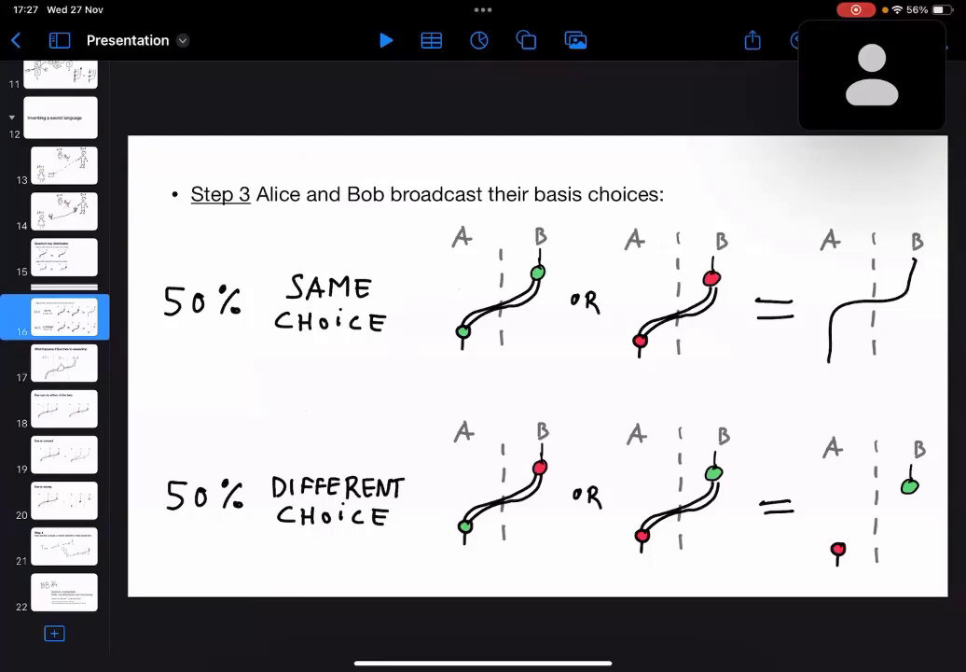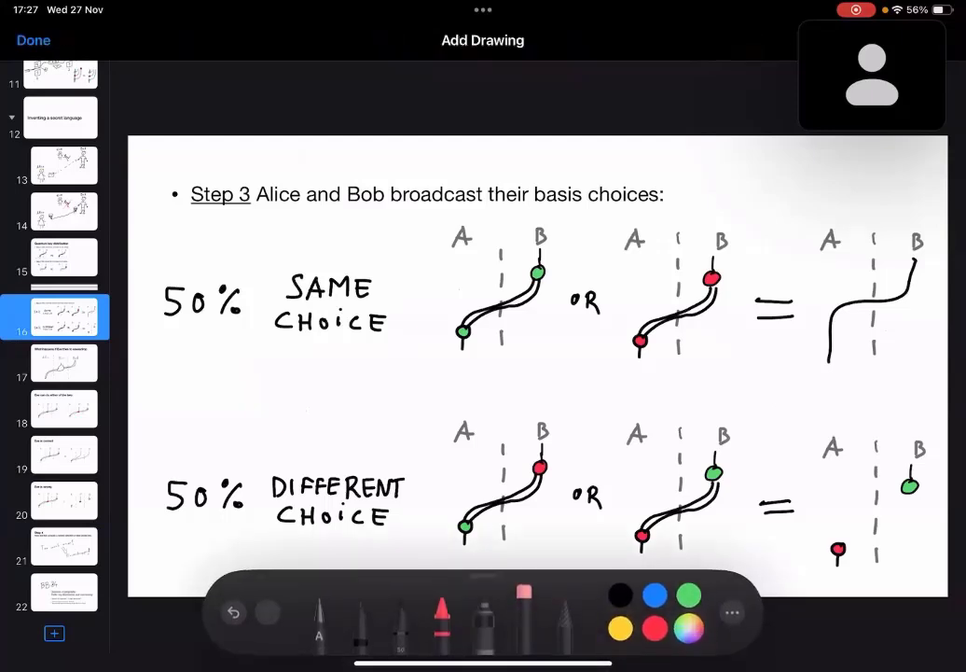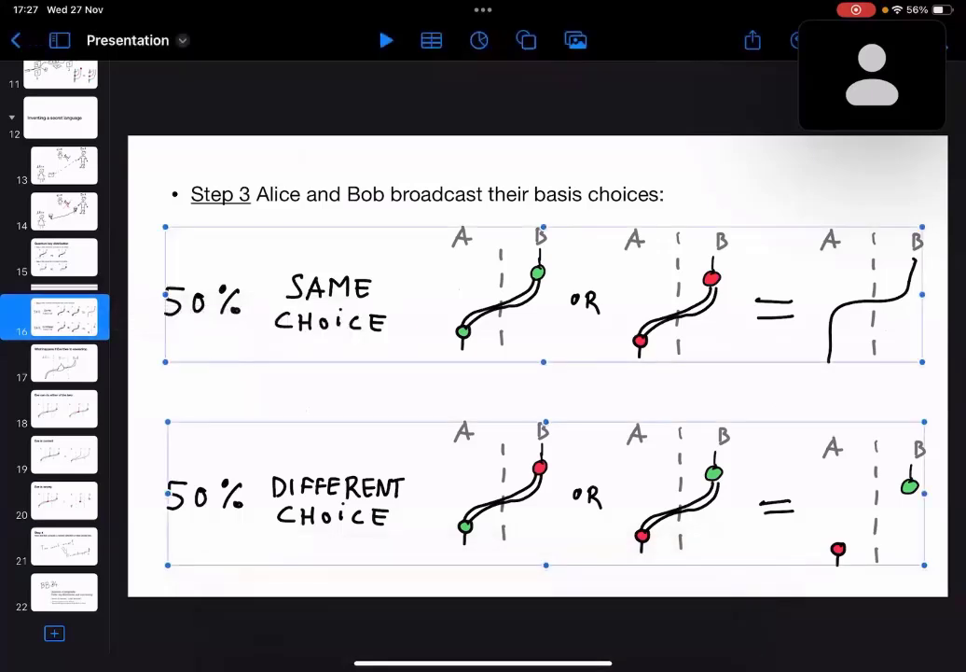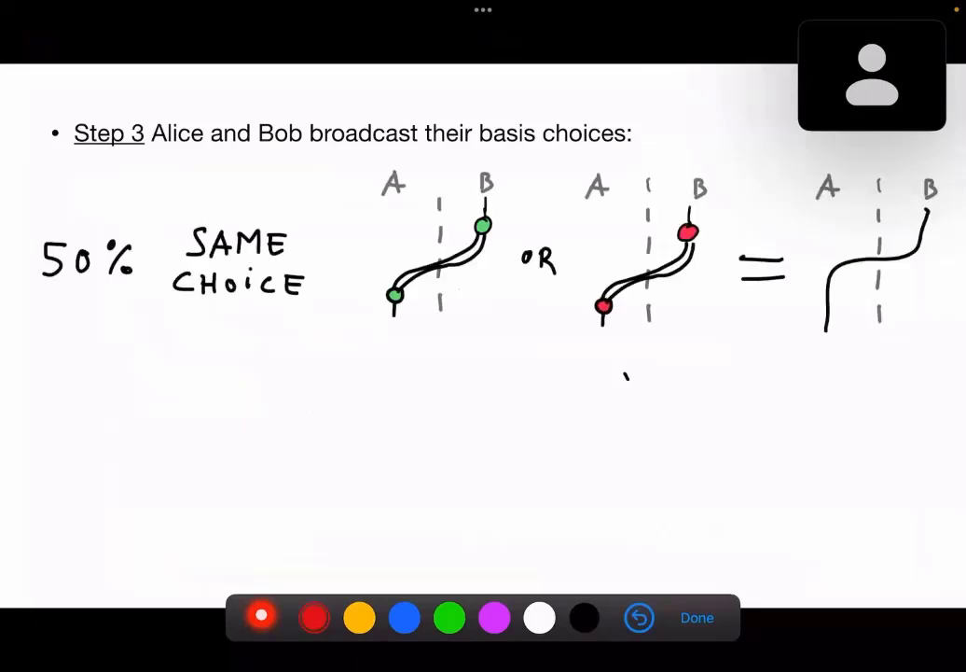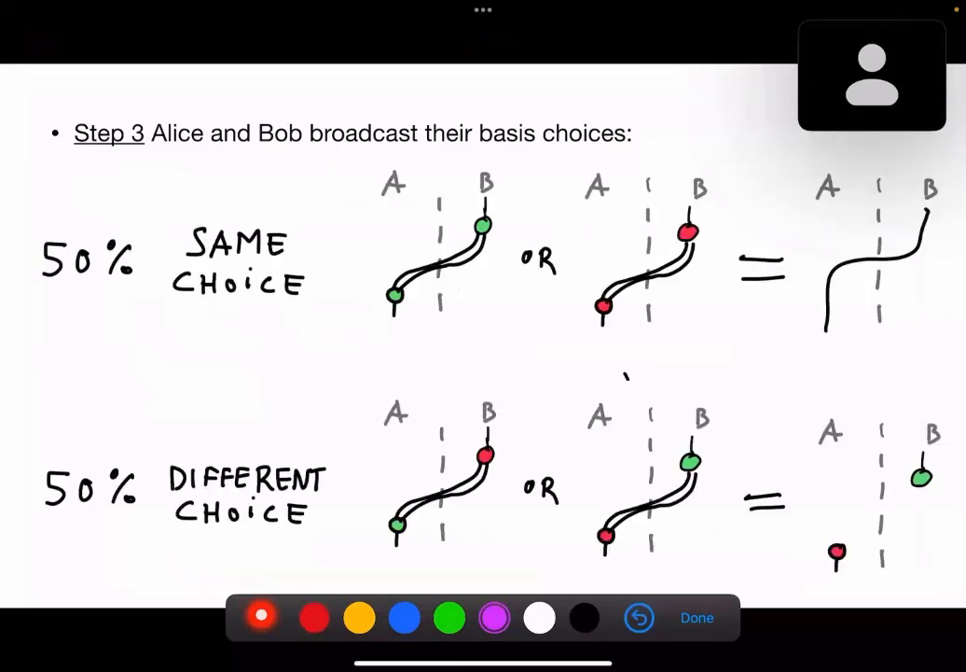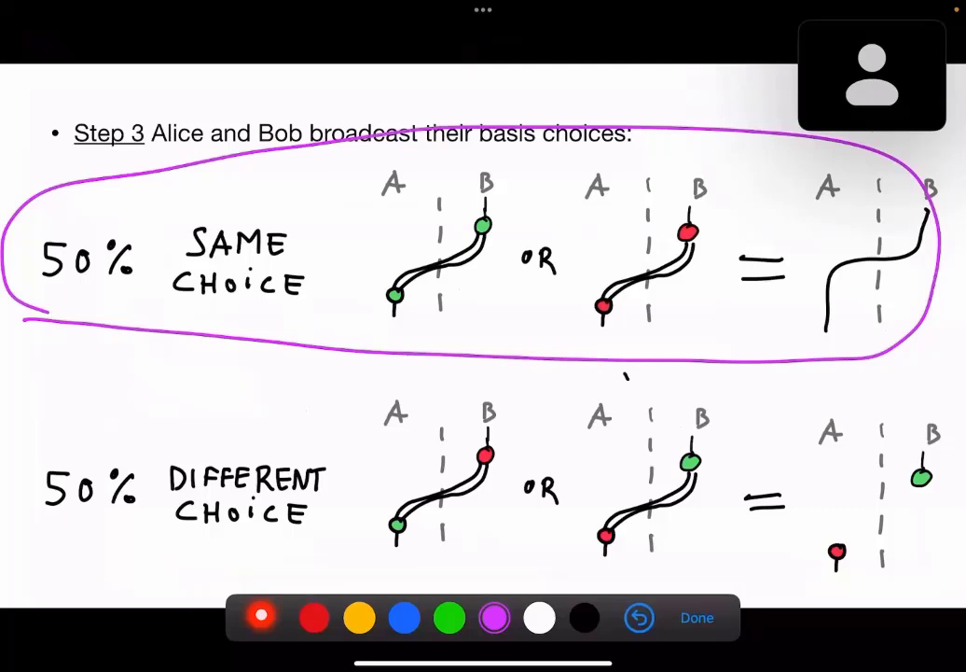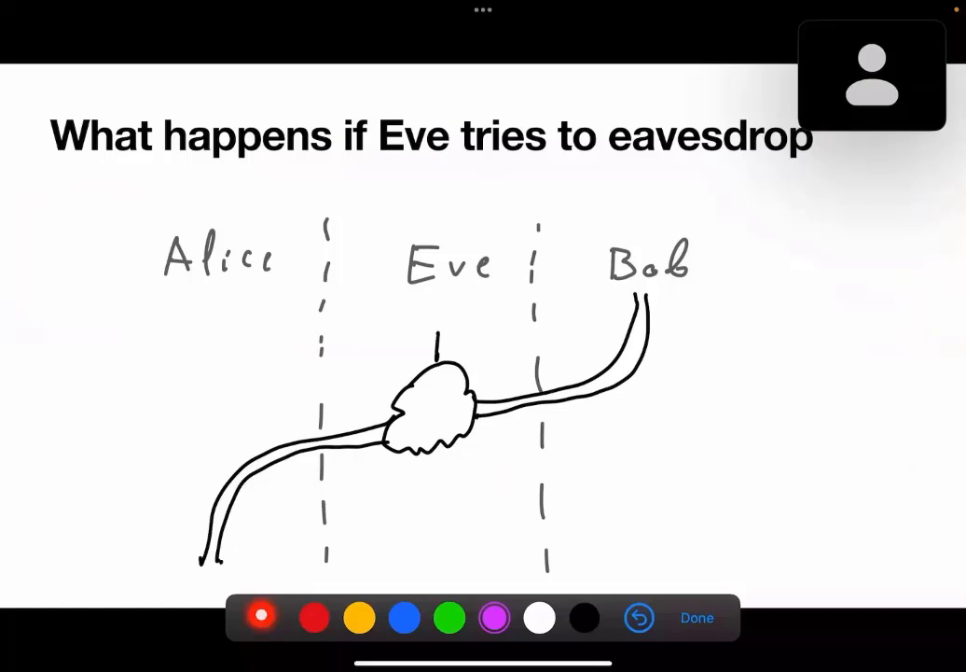What we are focusing on now is this case here. We assume that Alice and Bob have chosen the same basis. So this should be the identity; the information that Alice sent should arrive to Bob. So this is clear.